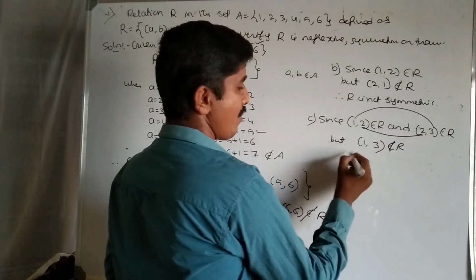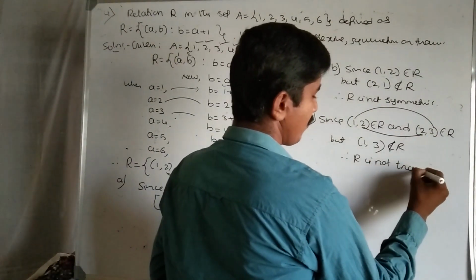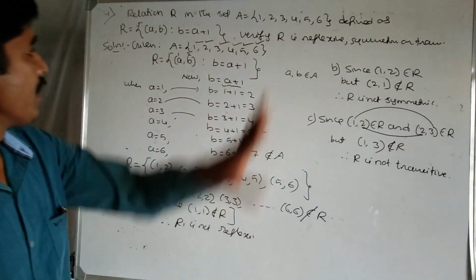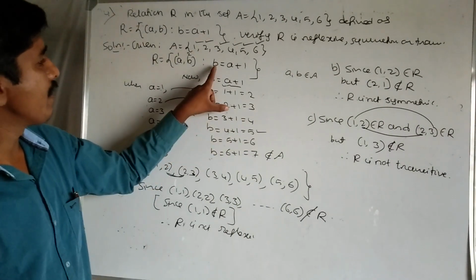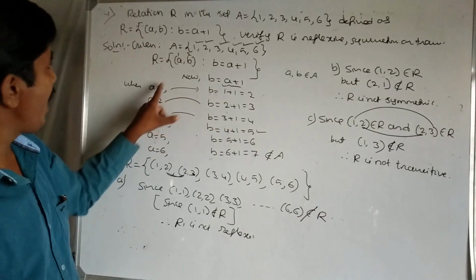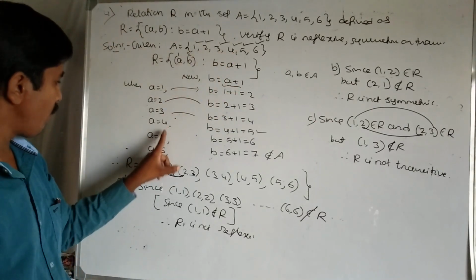Does not belong to the relation means R is not transitive. Mind it. Easy method, this method. Take the relation between A and B: B equal to A plus 1. Here A equal to 1, 2, 3, 4, 5, 6.